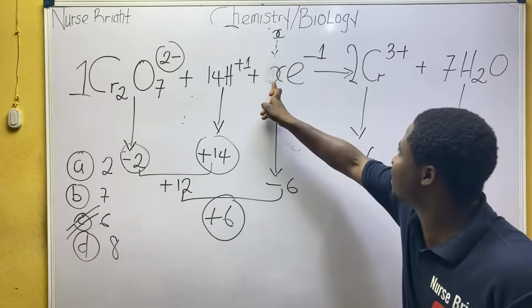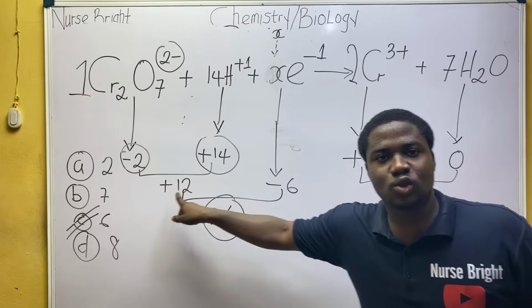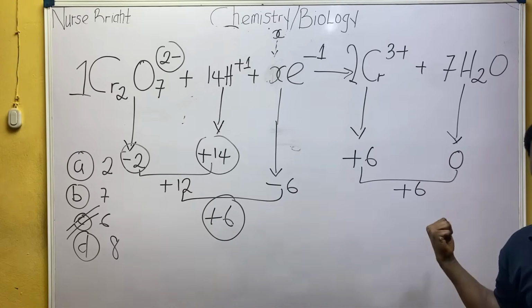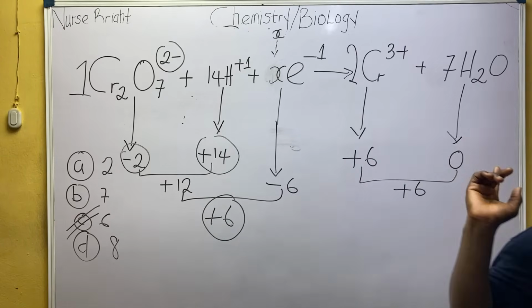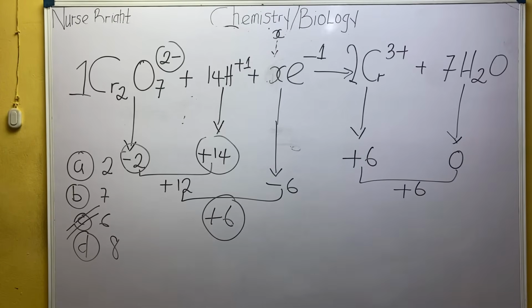When I put 6 here, it now gave me minus 6. Plus 12 minus 6, that's plus 6. And here is only plus 6. That's why the charges are balanced. Because your question is coming now, so we can solve your question, guys.